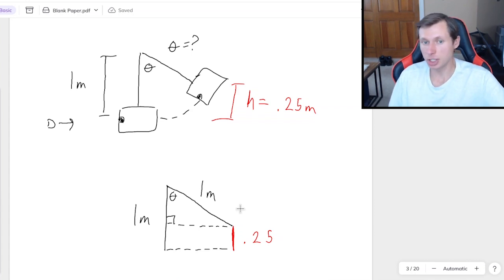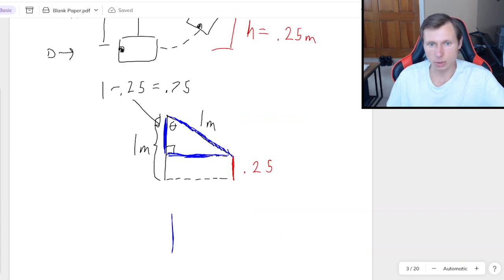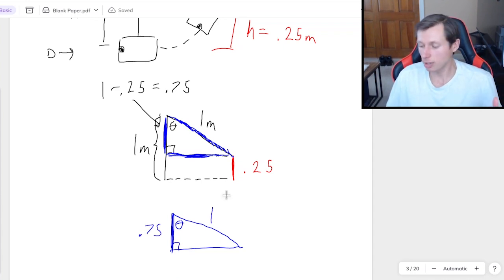And as far as strategy goes, I'm going to be focusing on this blue triangle that I'm drawing right now. The reason the blue one is the best one to draw is because I have the hypotenuse, that's 1. The height is not 1. Remember, height is this entire length. But since the red is 0.25, I know that my blue length is going to be 1 minus 0.25. In other words, 0.75. And so if I just redraw this blue triangle down here, this is angle theta. The hypotenuse is 1. The height is 0.75.